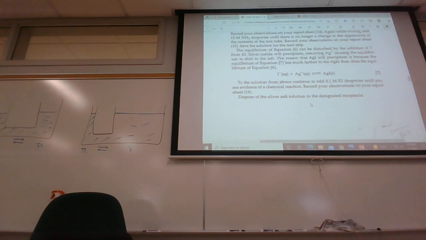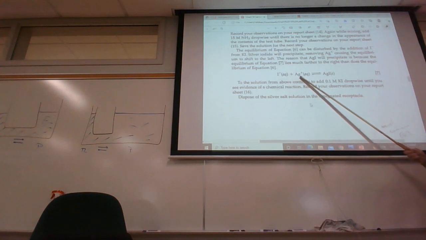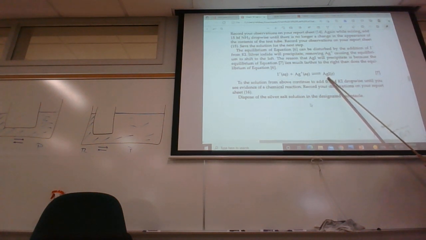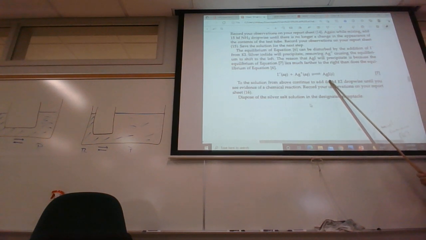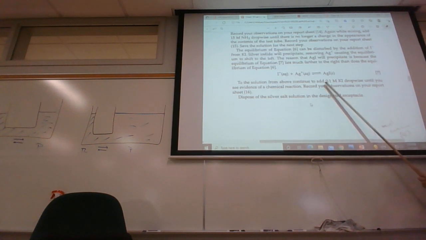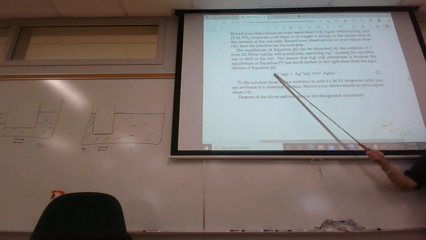Here's another one. We make a different color. This is more of a yellow precipitate. This is iodide with silver. This is a metathesis reaction forming silver iodide. The more iodide we add, the more this shifts to the right. We can shift this backwards. How can I shift this backwards? One, I could get rid of the iodide.